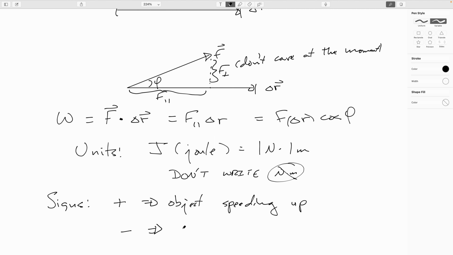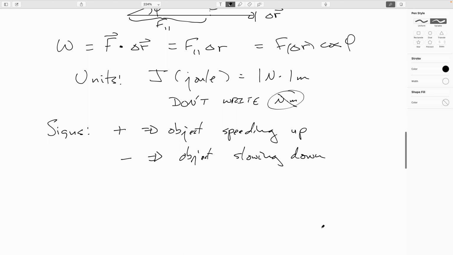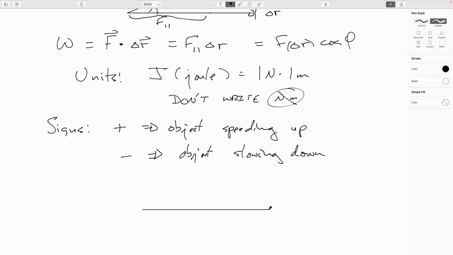Similarly, if the sign is negative, that means the object is slowing down. That would happen if we had an angle that was bigger than pi over 2, between pi over 2 and pi, or between 90 and 180 degrees. As an example, maybe I have a force that looks like this and a displacement that looks like that. Well, in that case, this bit of the force would be F perpendicular, and that bit of the force would be F parallel. The parallel part would be pointing against the displacement, which would mean that you're slowing down, which is indeed what we see here.